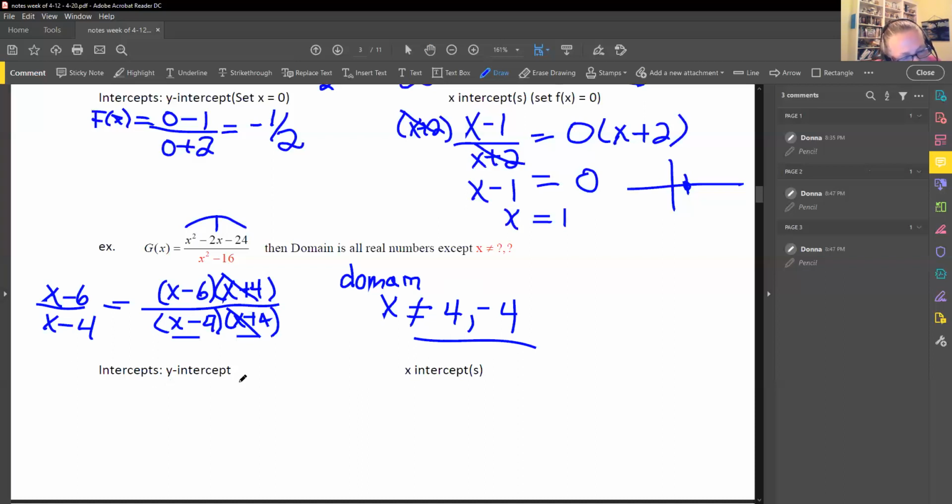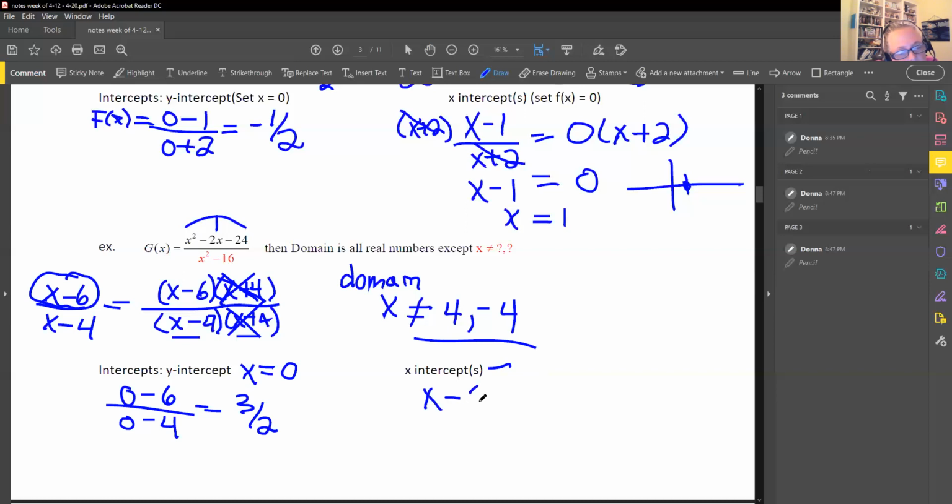To find the y-intercept, I set x to 0. So I'm going to get (0 minus 6) over (0 minus 4), or if I reduce that, it's going to be +3/2. To find the x-intercepts, I set y to 0, and we talked about this a second ago. All you have to do is set the top to 0. Ignore the holes, because those cancel. They're gone. They're not x-intercepts. So I just set the top to 0, and I get x equals 6.